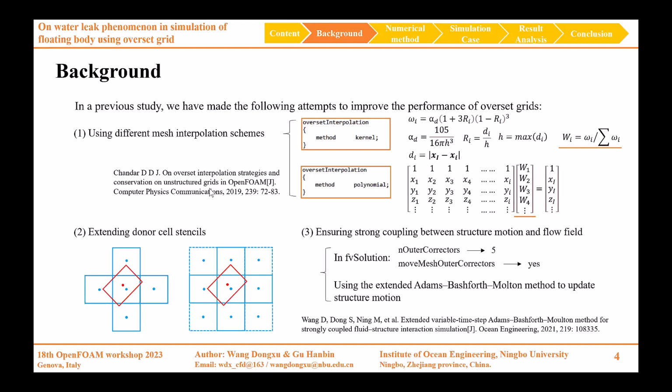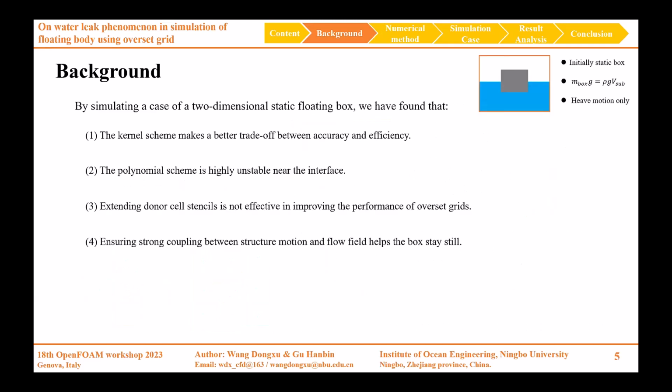The third attempt we made is to ensure strong coupling between motion and flow field. To achieve this, in FV solution, we modified the outer loop number to 5 and the second parameter to yes. In addition, we use the extended ABM to update the structure motion. By simulating a case of a 2-dimensional static floating box, we found the following conclusions.